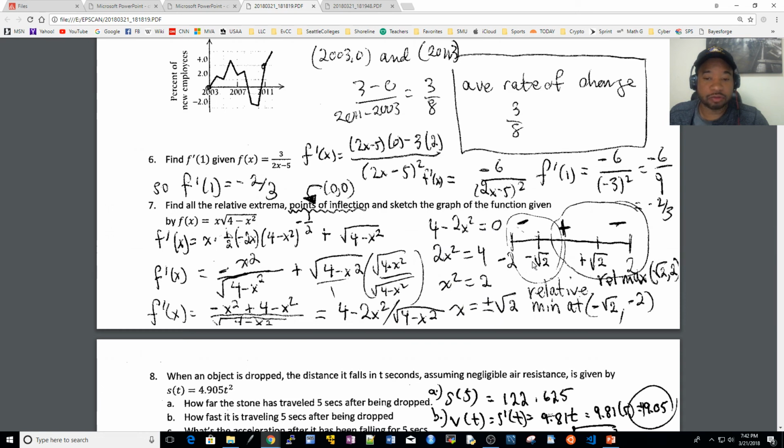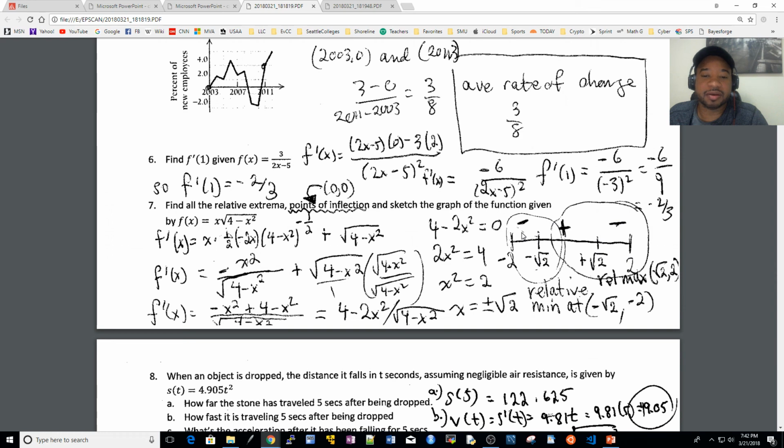Okay, now root 2 is approximately 1.41. So it's a little bit more than 1 but less than 2. And I tested points along the interval. We split it up into regions from -2 to this, from this to this, and then from this to 2. And we're getting negative, plus, minus.